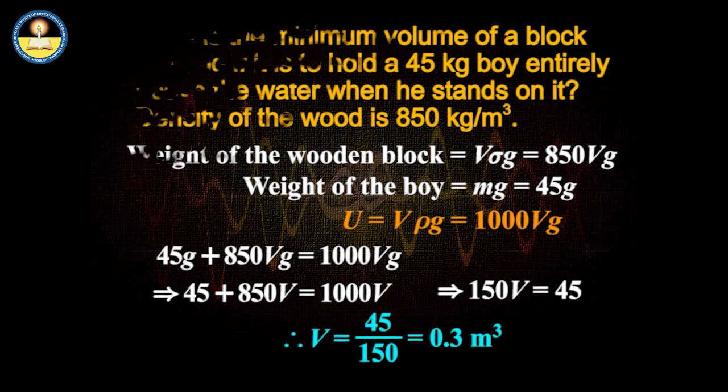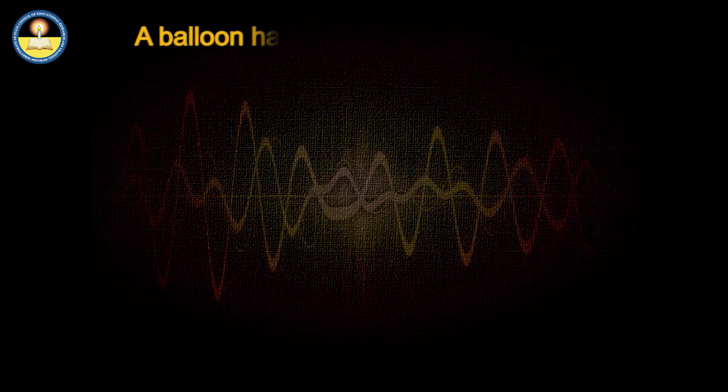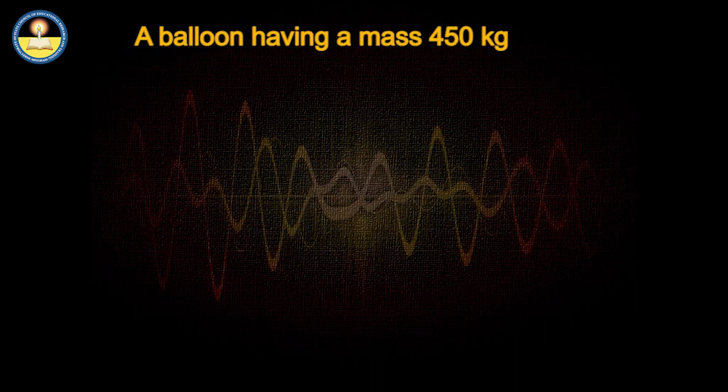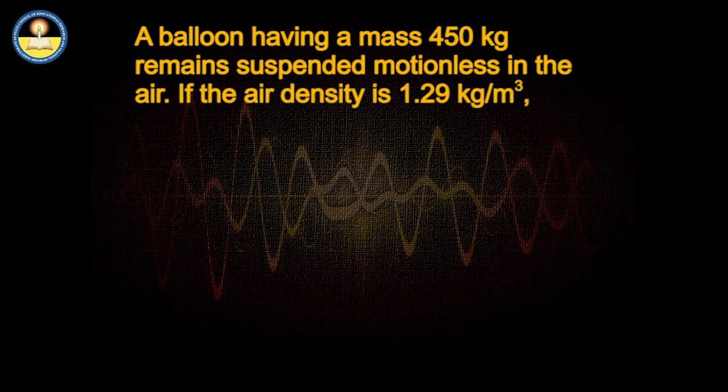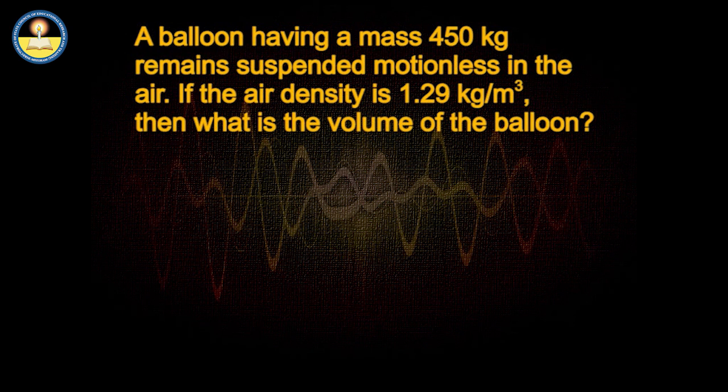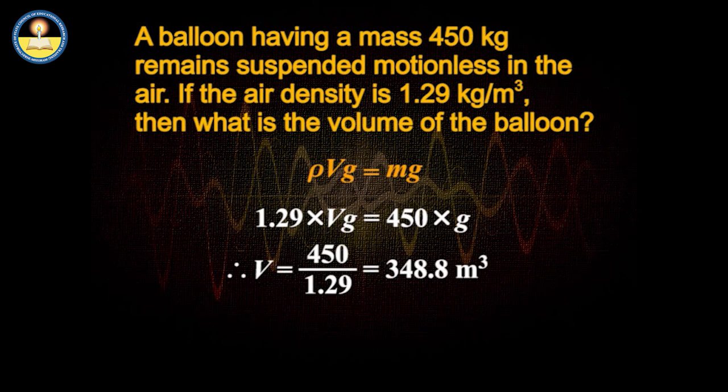Let us try another problem. A balloon having a mass of 450 kg remains suspended motionless in the air. If the air density is 1.29 kilograms per meter cube, then what is the volume of the balloon? According to Archimedes' principle, the upthrust is equal to the weight of the balloon, which gives the volume of the balloon equal to 348.8 meter cube.